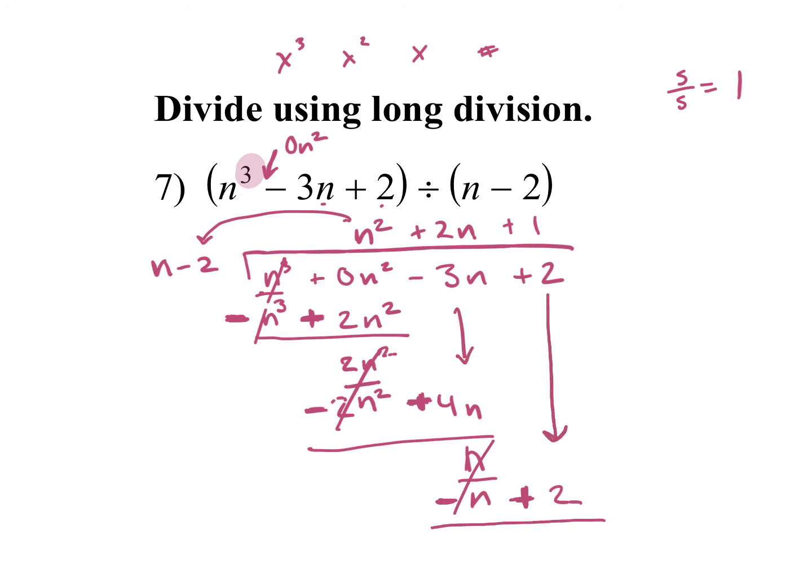Bring down the 2. So it's 2 plus 2, 4. What do we do with that 4? It's our remainder. Awesome. So our answer is n squared plus 2n plus 1, remainder 4.